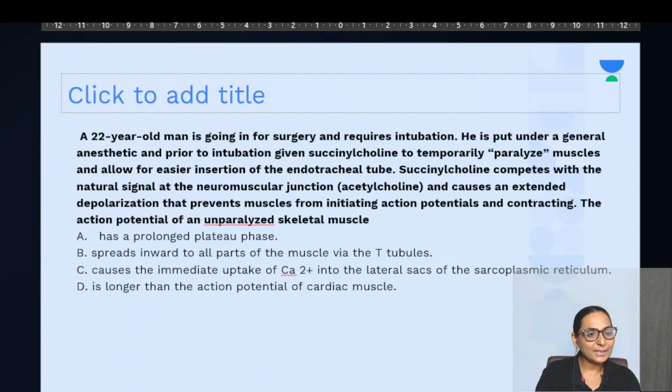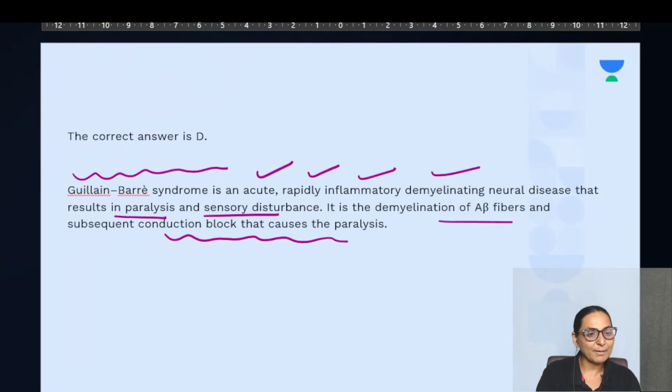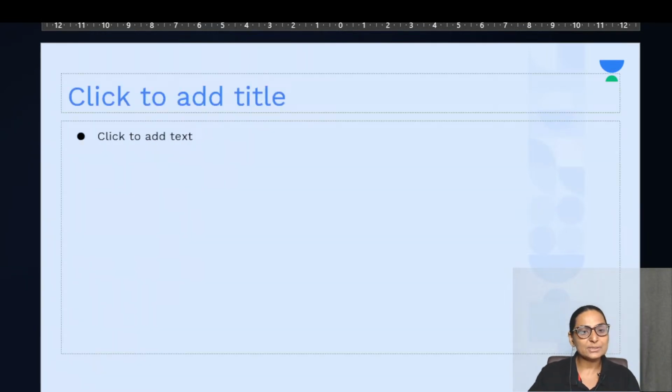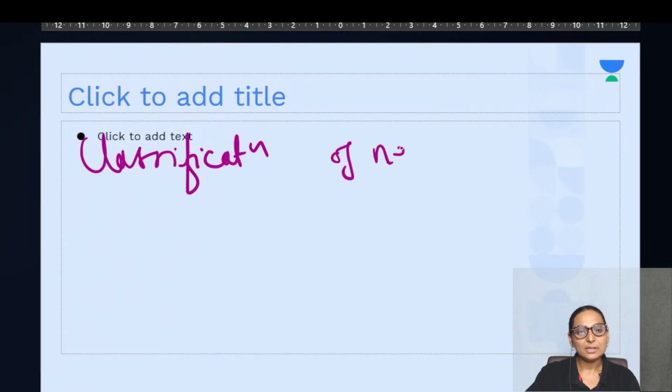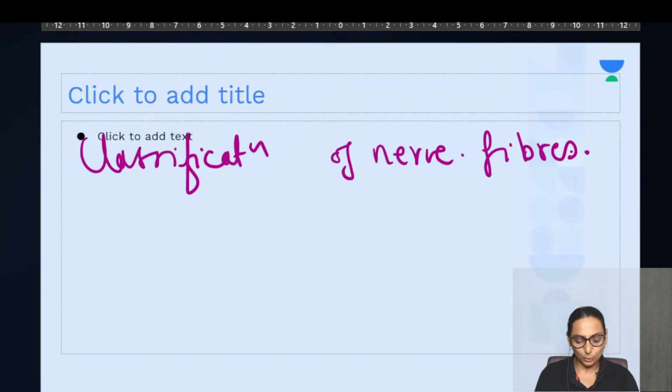Now here one thing which is important, which you should remember, is that always learn the classification of nerve fibers, right? The classification of the nerve fibers, which I'm going to take in a separate lecture, because it is a very long thing to be done.